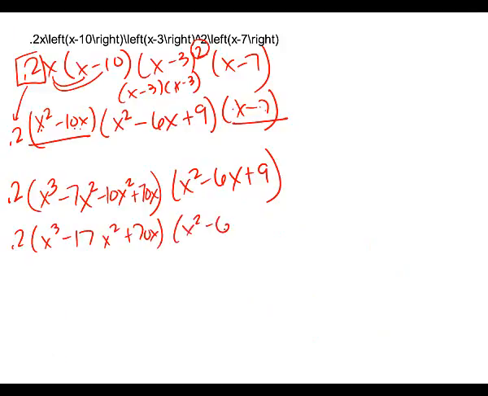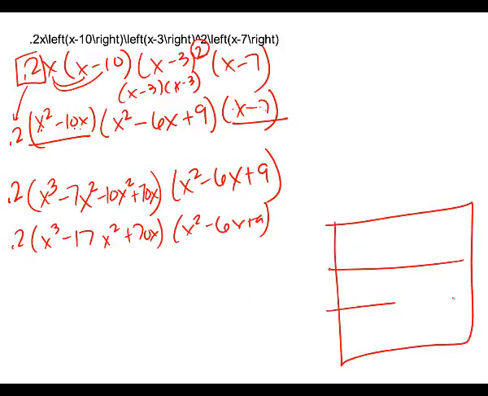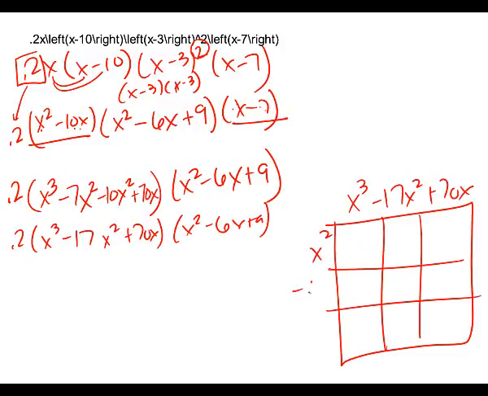So x squared minus 6x plus 9. So instead of a 4 by 3, it's a 3 by 3. But we could apply this technique to any dimensions of this, right? So I'm going to go x cubed minus 17x squared plus 70x. You do have your calculator still to help you with your arithmetic, right?